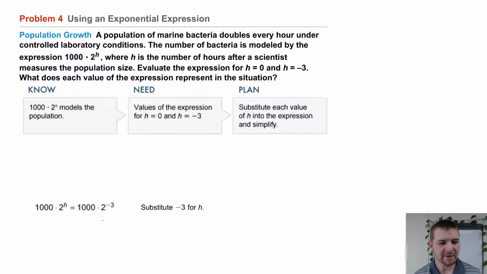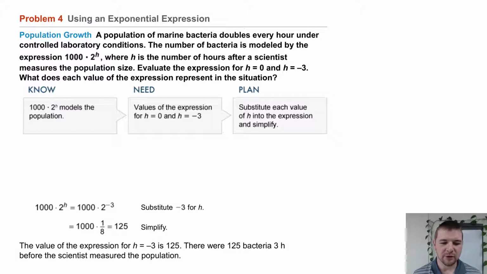Next, we'll substitute -3 for h. So we find 1,000 times 2 to the -3rd power, which we can rewrite as 1,000 times 1 over 8, and that's 125. So now we can state the value of the expression for h equals -3 is 125. There were 125 bacteria 3 hours before the scientist measured the population, at least according to this model.